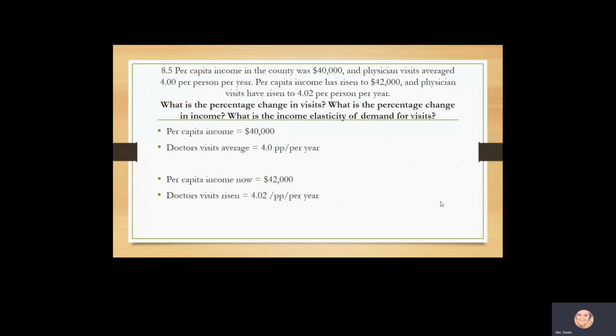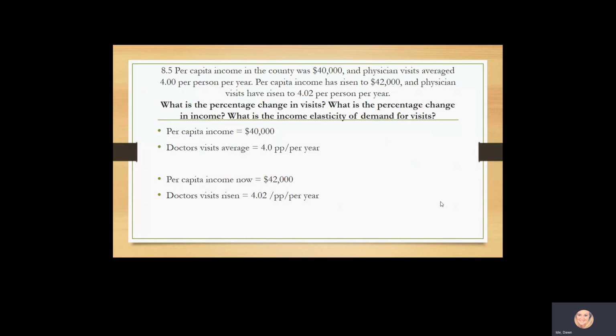So here is your question. We needed to review that in order to get to where we are. On page 132, I believe it was, although I didn't put that on this slide, which would have been helpful, but you should already be there. In exercise 8.5, it says per capita income in the county was $40,000. The physician visits averaged 4 per person per year. So people made about 40 grand, and they went to the doctor about 4 times a year. Per capita income rose to 42,000 a year. And physician visits rose then to 4.02 per person per year.